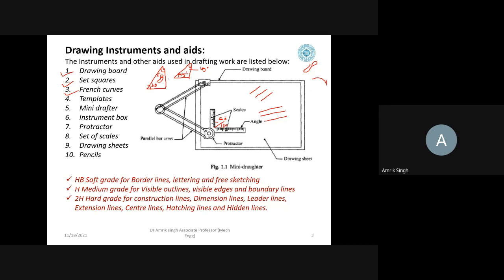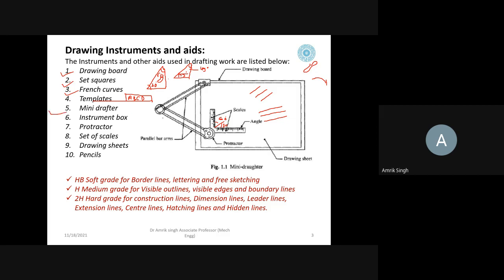Then we have the templates. Templates means you have a ready-made template which has the lettering A, B, C. Basically it is used in the inking process. A, B, C like this. The template is made either on the scale or there is a template plate.